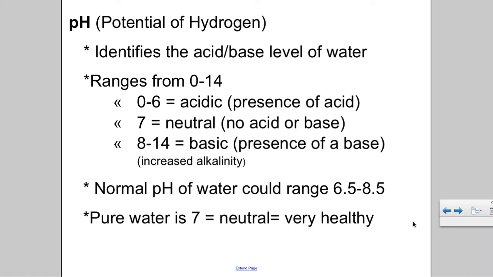Normal pH of water when testing, we would say our normal pH for the water is between 6.5 and 8.5. So if we're testing water and it comes out between 6.5 and 8.5, we would say that's okay, that's healthy. But pure water is 7, meaning it's neutral. There's no acid, there's no base, and it's very healthy. We would want our water to be at 7, but unfortunately because of environmental changes, 6.5 to 8.5 is what we normally get.